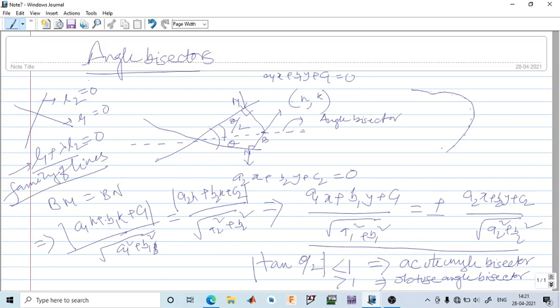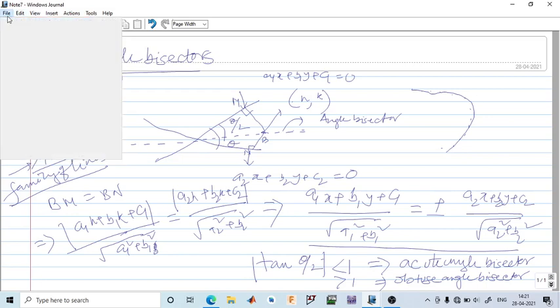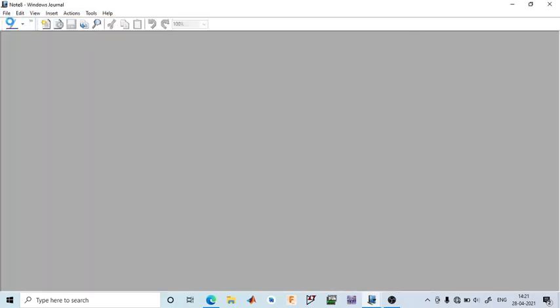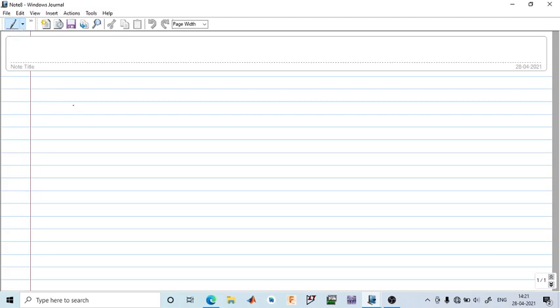I hope this much you have in straight line, but apart from that I will be discussing a bit more about the equation of straight lines which makes an angle alpha with y equals mx plus c, that is axis rotation. We will be discussing, right? Before discussing axis rotation, we must go to the new note. So the last topic is axis rotation.